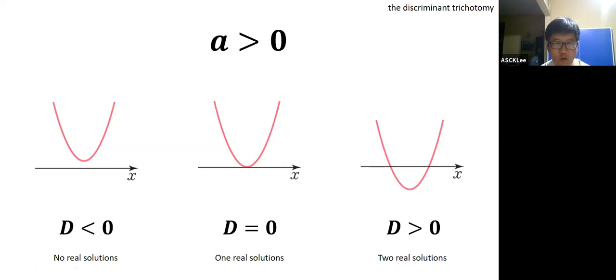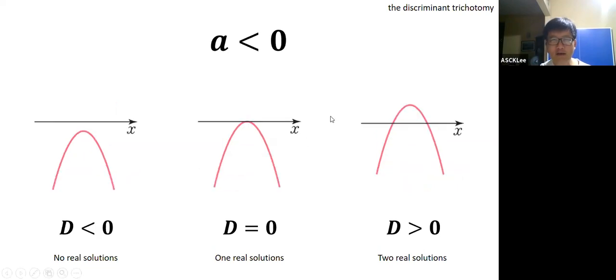You must know why you are calculating your discriminant. You calculate your discriminant because you want to discriminate. What are you discriminating? You are discriminating between these three cases. Now let's go on to the other case.